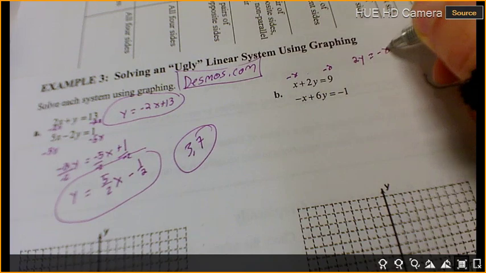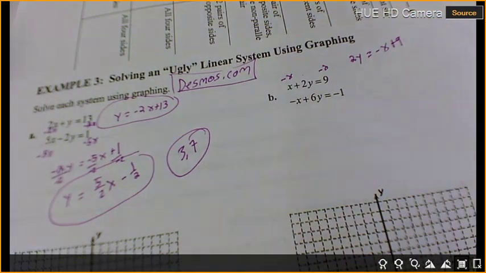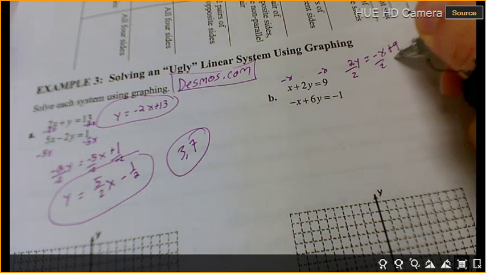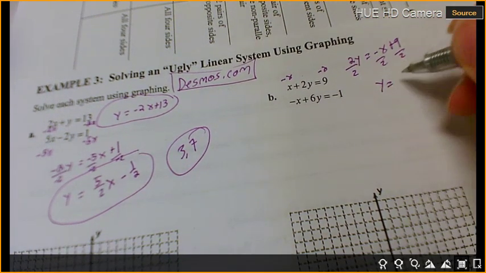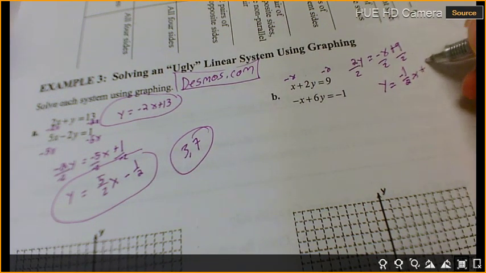2y equals negative x plus 9. How do I get y by itself now? Divide both sides by 2. Make sure you divide everything by 2. Y equals negative 1/2 x plus 9/2.